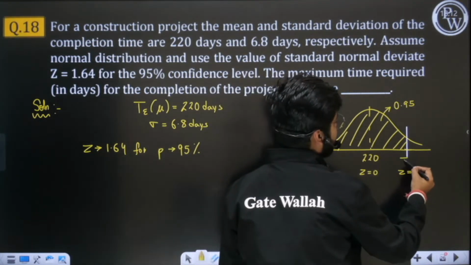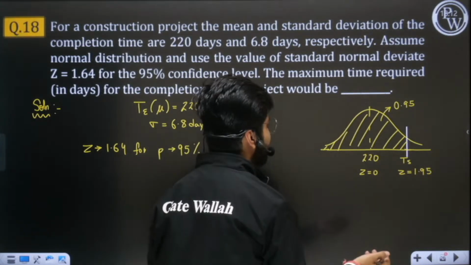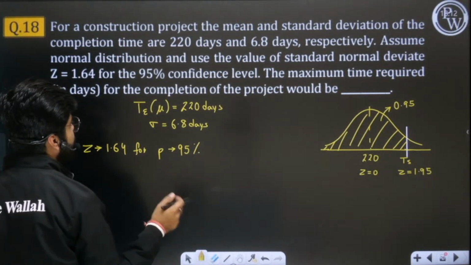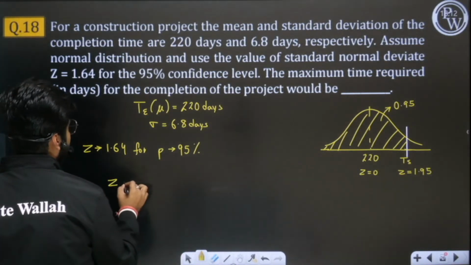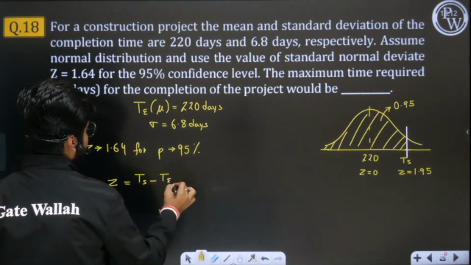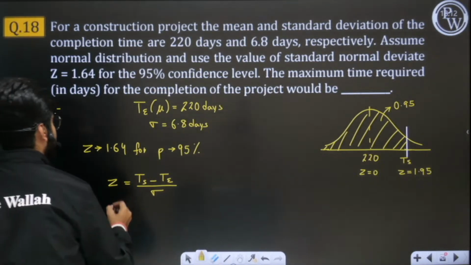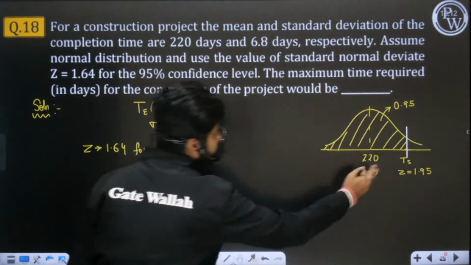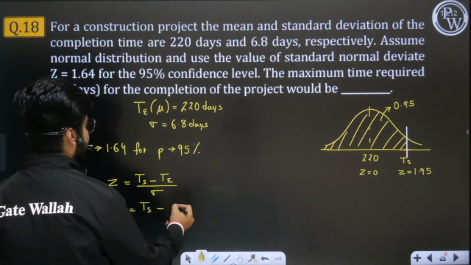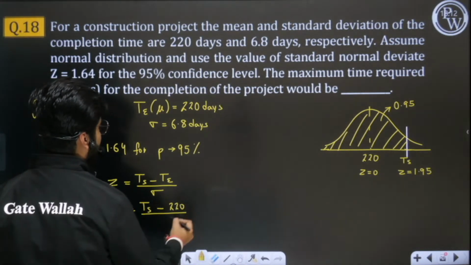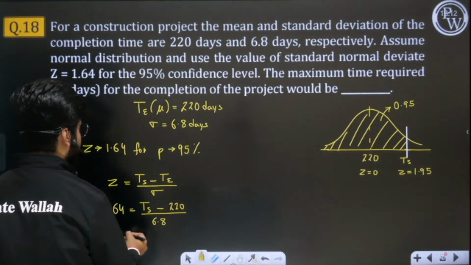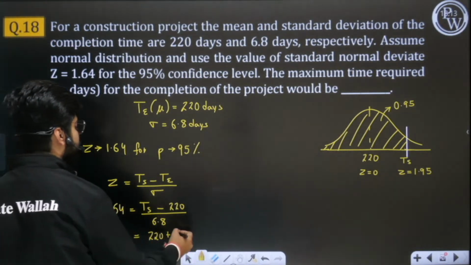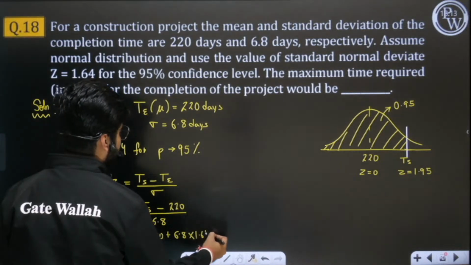So tell me, what is the schedule time here? They are simply asking what will be the maximum time required in days for completion of the project for z equal to 1.64, or for 95% confidence level. We know the formula for z is (ts minus te) upon sigma. Z is 1.64, and ts, the schedule time, we have to find. Obviously the schedule time is more than 220. Expected time is 220 and sigma is 6.8. So the schedule time is 220 plus 6.8 into 1.64.